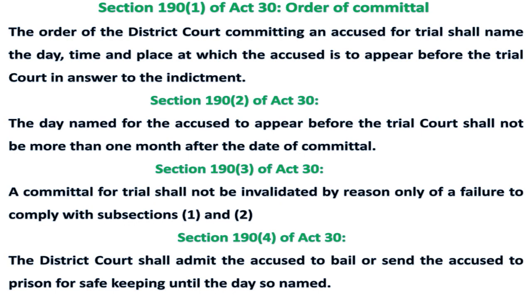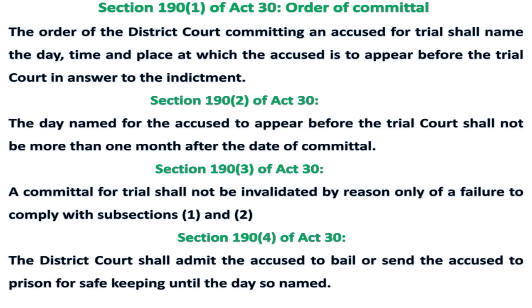But the question is, what if the judge failed to comply with Sections 191 and 192? Let's say you didn't give them the day, time, and place properly, or you didn't comply with the 1 month adjournment. Section 190, Section 3 says that a committal for trial shall not be invalidated by reason only of a failure to comply with subsections 1 and 2.